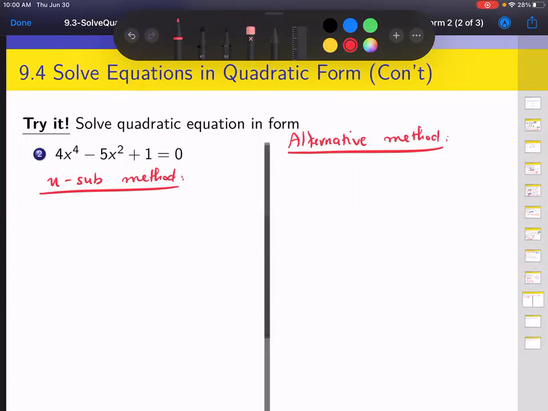For me, I use the alternative method a lot, because once you do so many math problems, you want it to be quick.